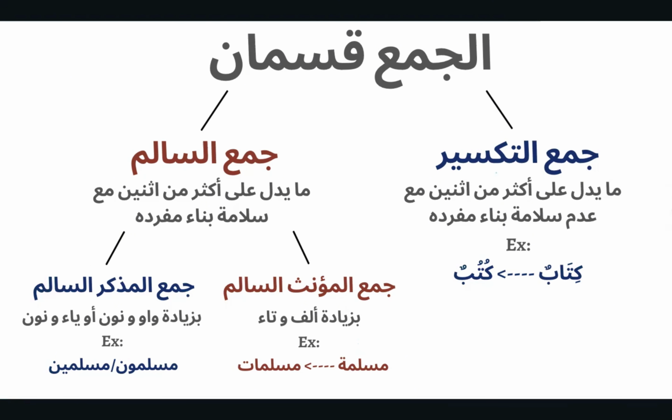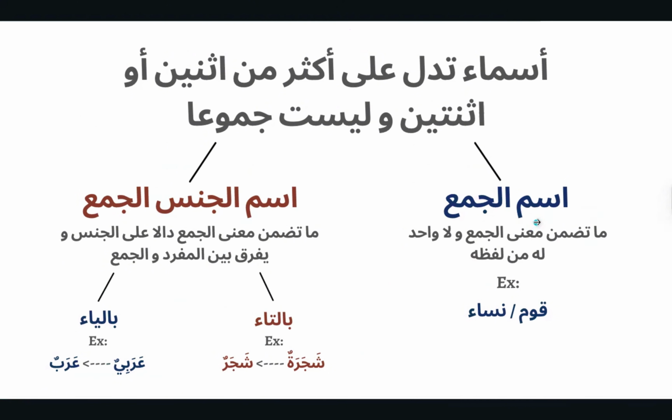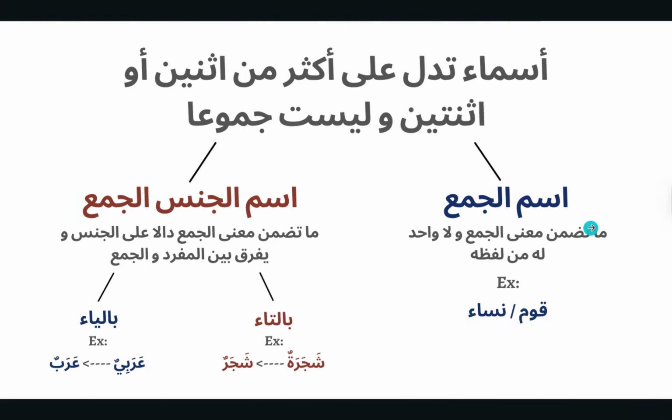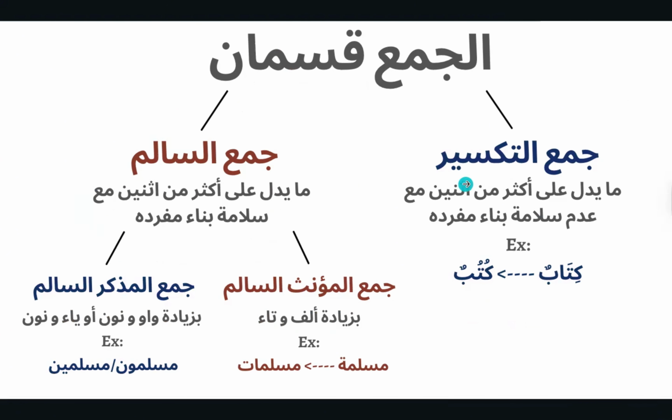Now, that being the case, there are other words in the Arabic language, guys, that can indicate and have the meaning of jama'. Okay, so there are أسماء تدل على أكثر من اثنين أو اثنتين وليست جموعا. There are certain words whose pattern is not going to be any of these patterns here. It's not going to be a jama' taksir. It's not going to be a jama' salim. But it will have the meaning of plural. It'll have the same meaning as a plural noun, even though it doesn't have any of the forms of a plural noun, which is either jama' taksir or jama' salim, regardless of mudhakkar or mu'annath.